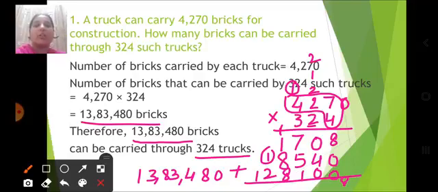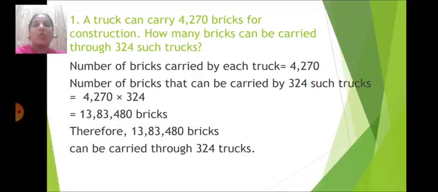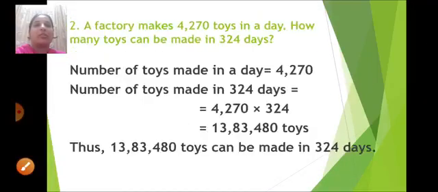Okay. Now we have to solve one more word problem on this given multiplication only. We have to frame one more word problem on that. So one more I have framed here, like a factory makes 4,270 toys in a day. So how many toys can be made in 324 days? Okay, in a single day, the factory manufactures 4,270 toys. So how many will it make in 324 days?